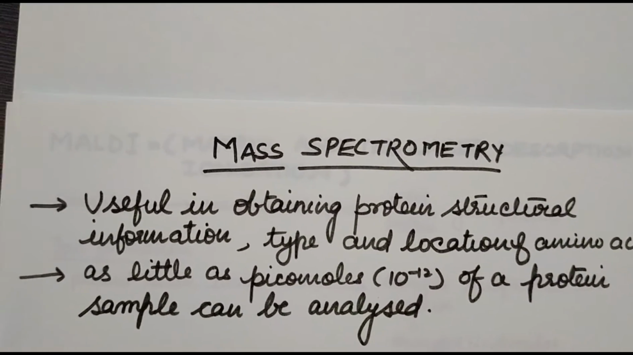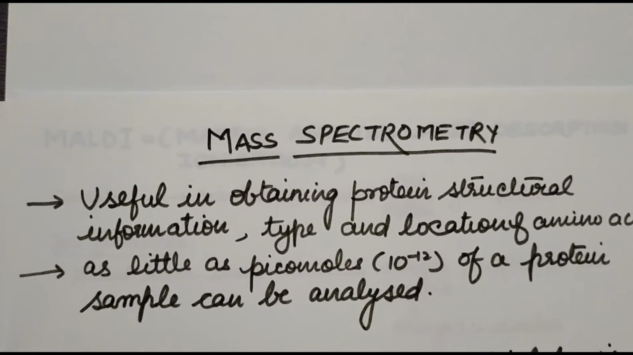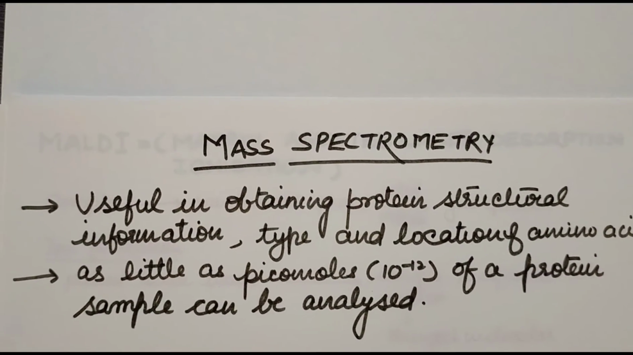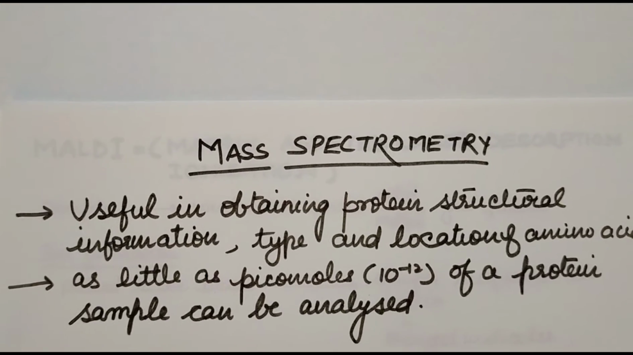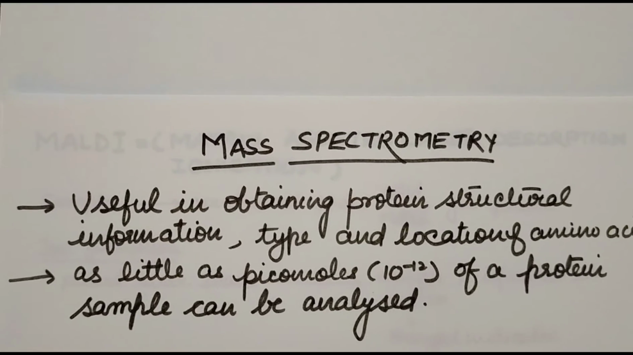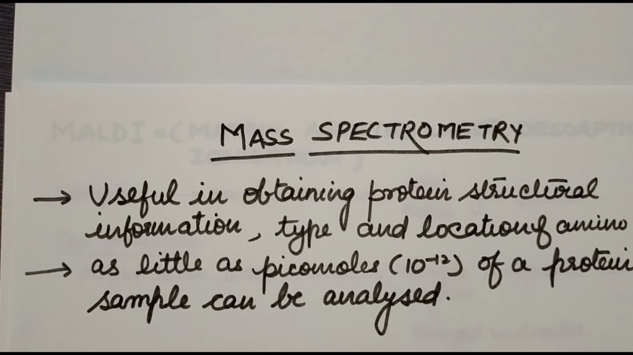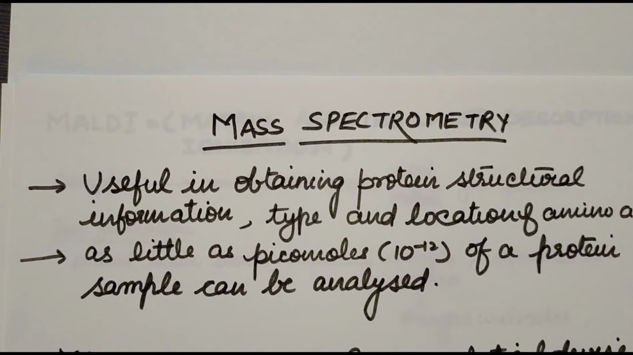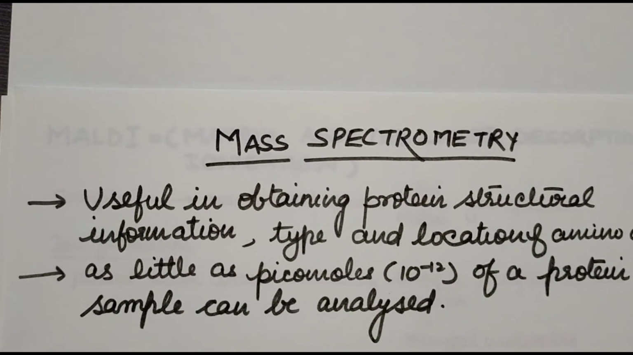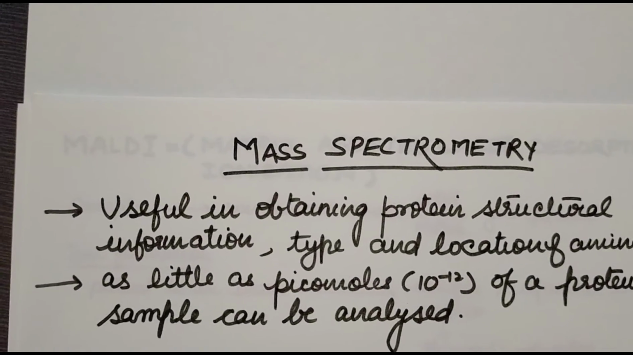And a very important aspect of mass spectrometry is that we need a very little sample, as little as picomoles, which is equal to 10 to the power minus 12. So you can understand, other techniques need the sample in large amounts. If we have less sample, we can analyze it with the help of mass spectrometry, but with other techniques this is not possible.